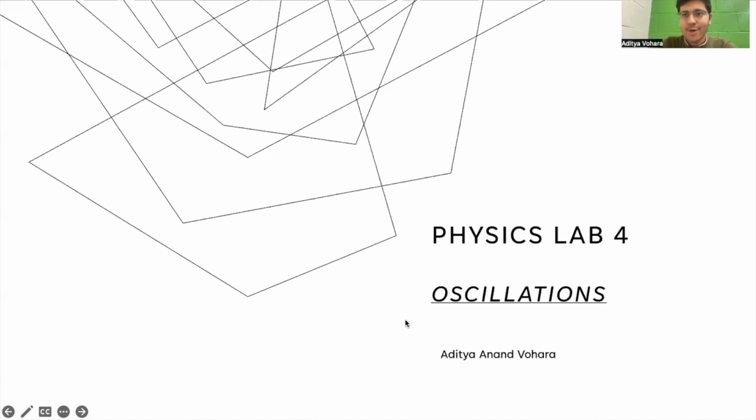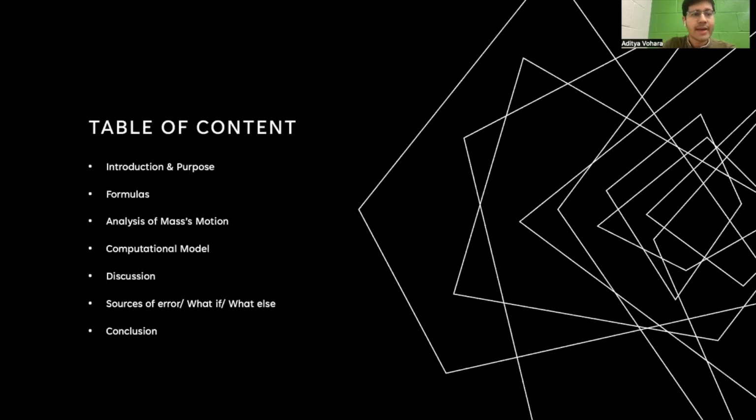Hello everyone, I'm Aditya and today we are going to discuss the Physics 2211 Lab 4, which is Oscillations. The table of contents includes introduction and purpose, followed by formulas, followed by the analysis of mass motion, computational model, sources of error, discussions, and conclusion.